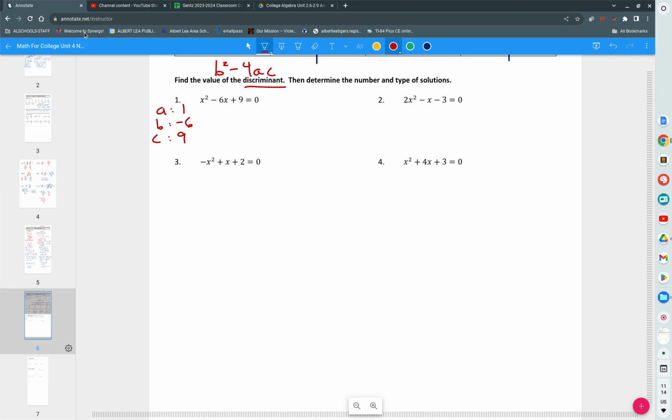So as you compute b squared minus 4ac, what is negative 6 squared? 36. That number should never be negative. It should always be positive, because when you square something, it will become positive. Minus 4 times 1 times 9. Okay? So that's 36 minus 36, which is 0. So you have one real solution. That's all you got.